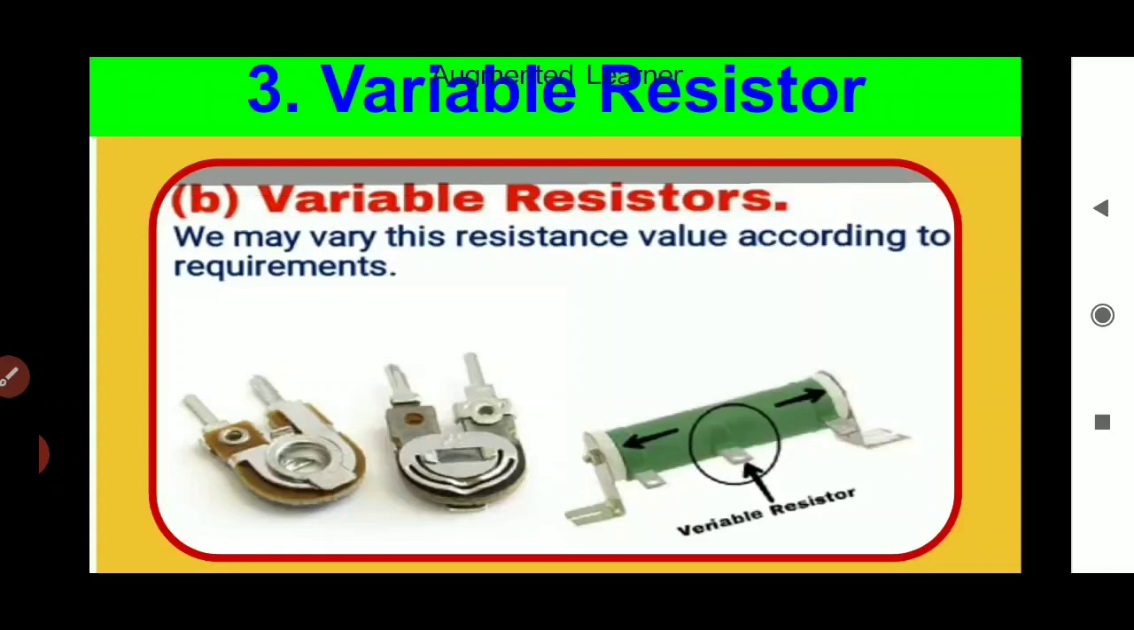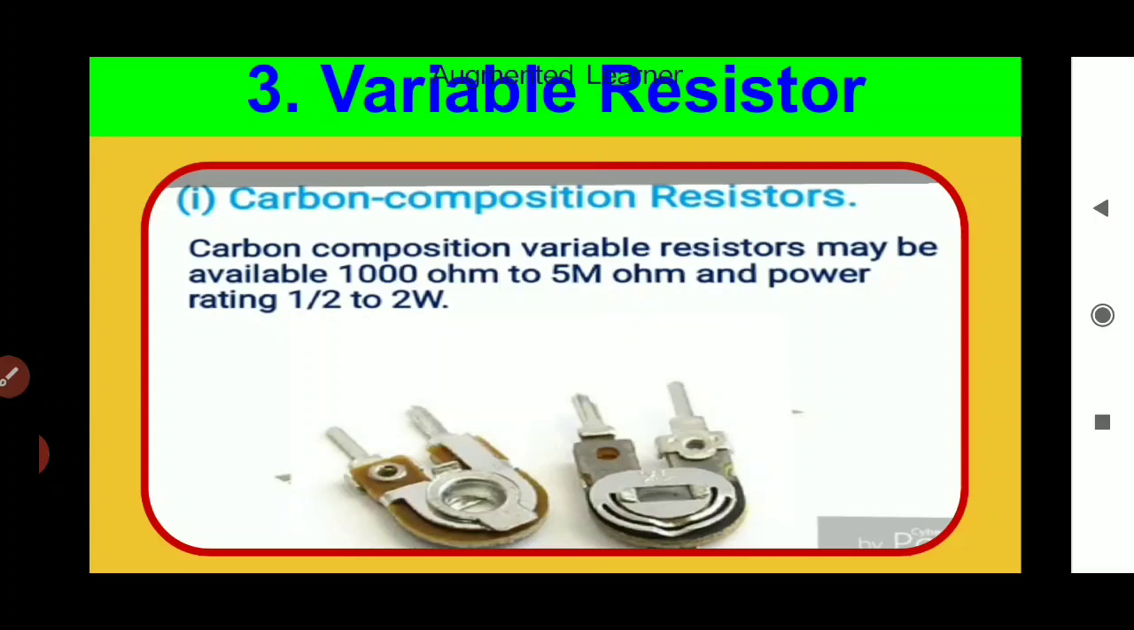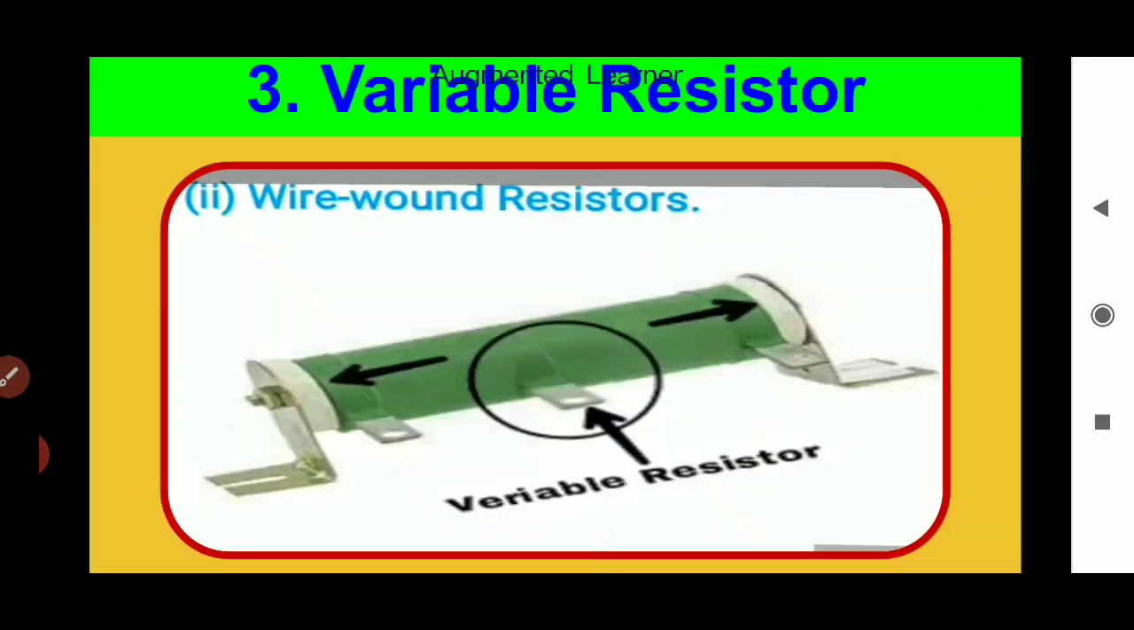Next type of resistor, variable resistors. We may vary this resistance value according to requirement. These are also of two types: carbon composition resistors and wire wound resistors. Carbon composition variable resistors are available from 1000 ohm to 5 mega ohm, with power ratings of 1/2 to 2 watt. Next, wire wound resistors. This type of resistor is made of nichrome wire.